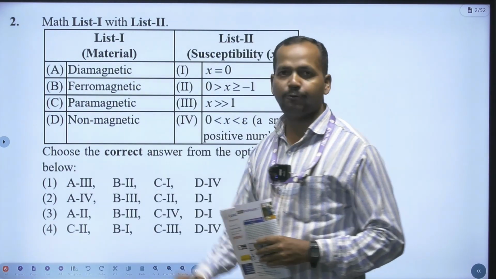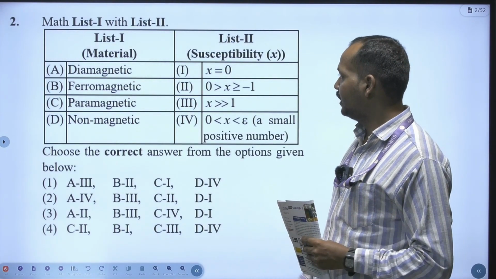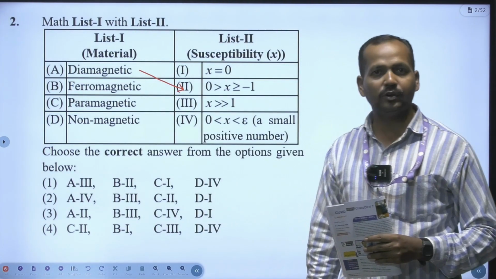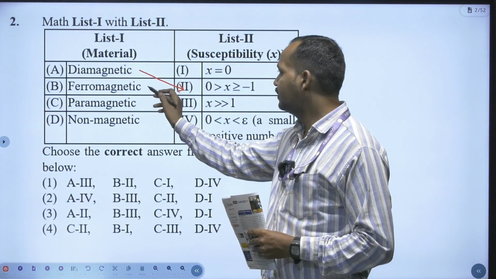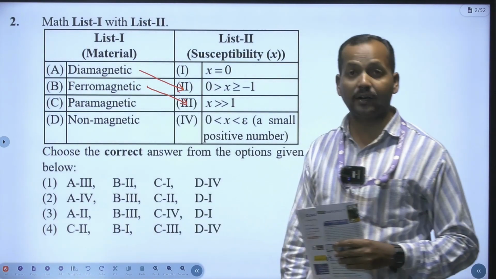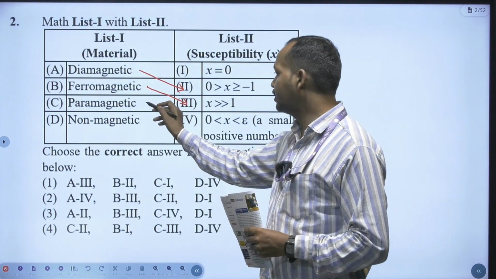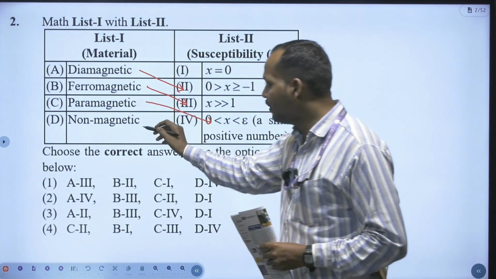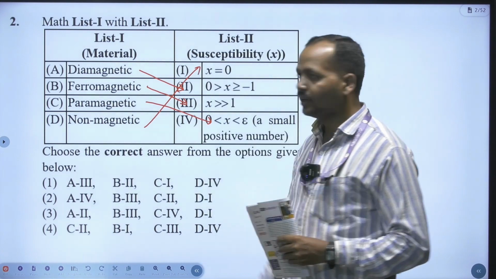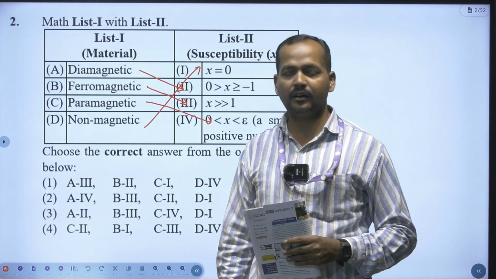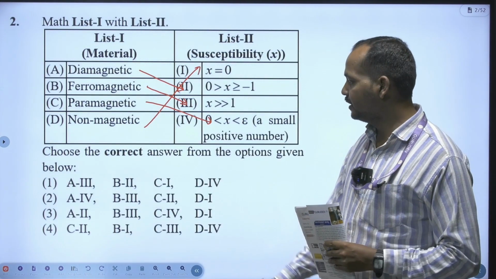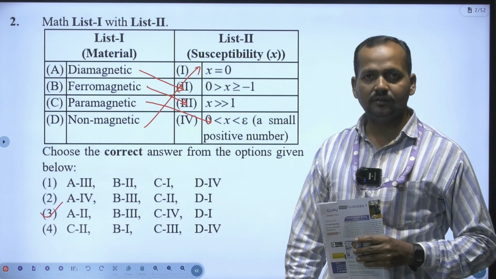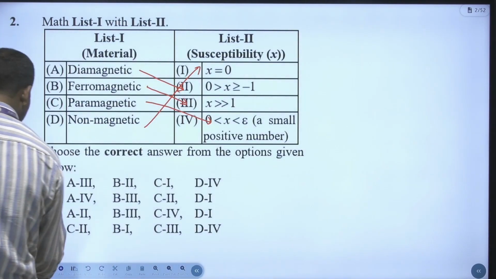For diamagnetic, the susceptibility is less than 0, which is negative. For ferromagnetic, susceptibility is greater than 1, and paramagnetic is greater than 0, a slightly positive value, and for non-magnetic it is 0. There is no susceptibility for non-magnetic materials. Hence our answer for this is the third, right? Yes. Now next we'll go to the third question.